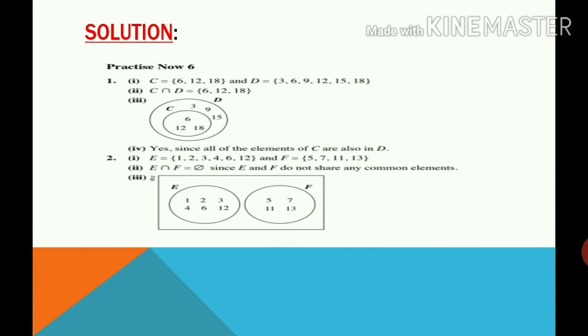Now except these three elements, the elements which are left in D, you will write down in the outer part, in the outer circle which is D. So 6, 12, and 18 are already written in the smaller circle. Which elements are left of D? 3, 9, and 15. So you write down 3, 9 and 15 in the outer part, in the outer circle. This is how you have to show the proper subset through the Venn diagram.